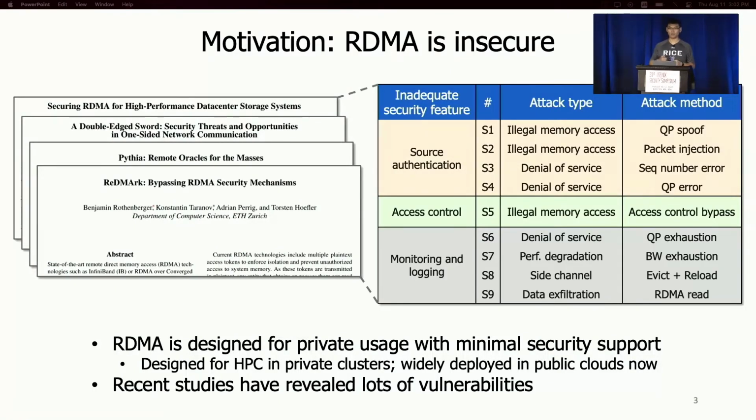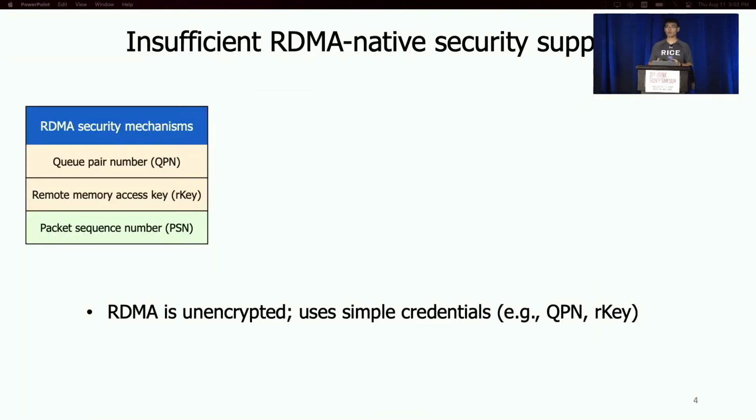Recent studies have revealed a lot of vulnerabilities in current RDMA systems, including illegal memory access, denial of services, side channel attacks, and many others. These vulnerabilities are caused by the insufficient RDMA-native security support. RDMA is unencrypted. Instead, it uses very simple credentials like QPN, RK, PSN. You don't need to worry about the details of how these credentials work. The key idea here is that these security mechanisms are not secure enough, and they can be bypassed by the attacker easily.